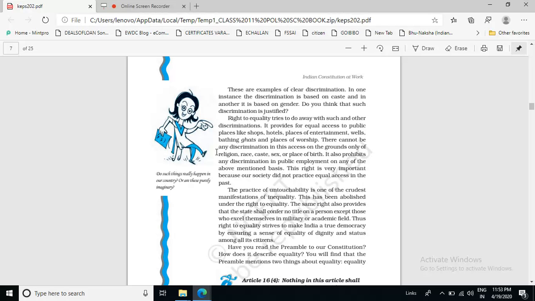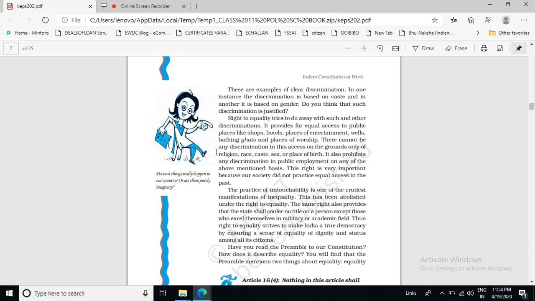Just consider this type of situation. Suppose in a family or in a classroom, a teacher discriminates between two students, and on the basis of caste, the student who belongs to the upper caste is given special treatment, and the student who belongs to the lower caste is discriminated against. Then what will happen? The student who belongs to the lower caste will feel that his or her dignity is hurt. So it is very important to provide the right to equality to all.